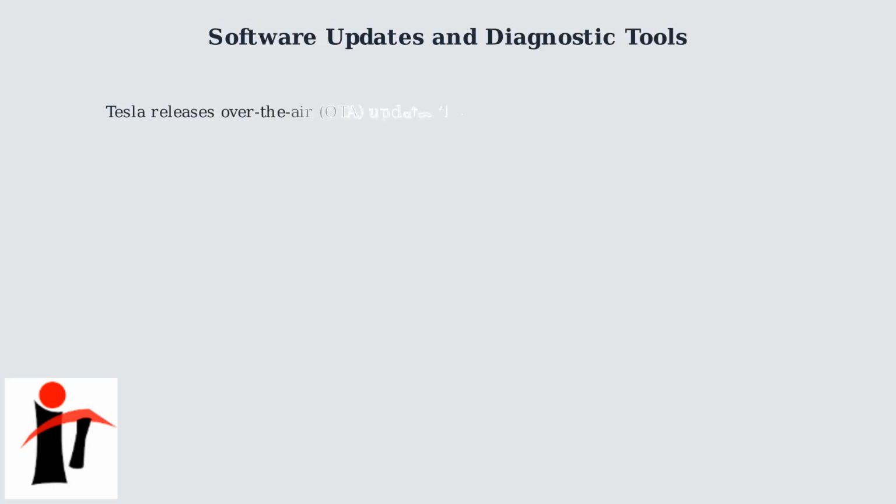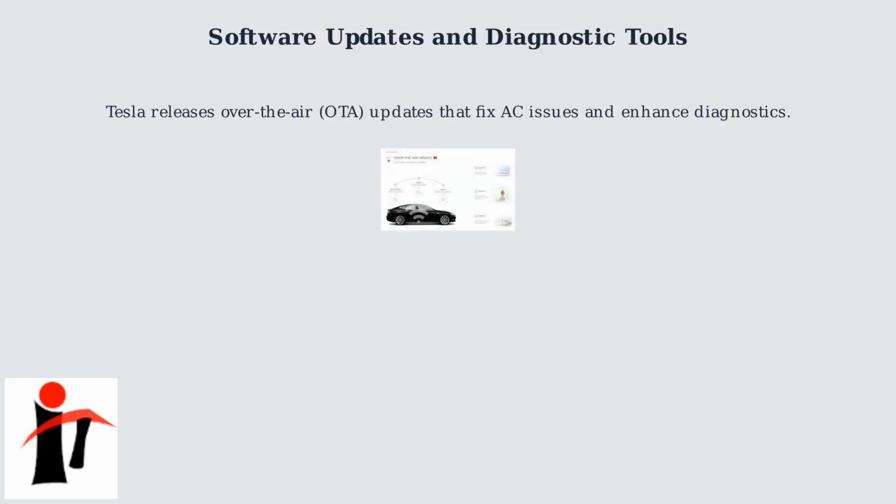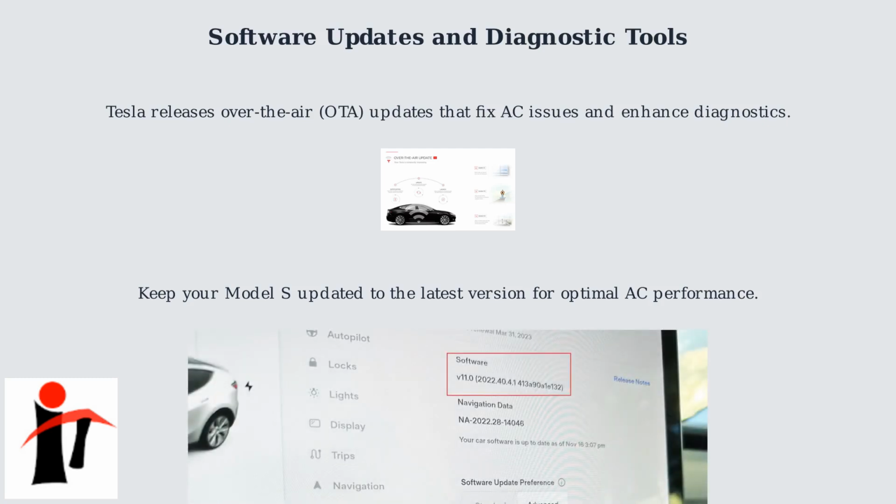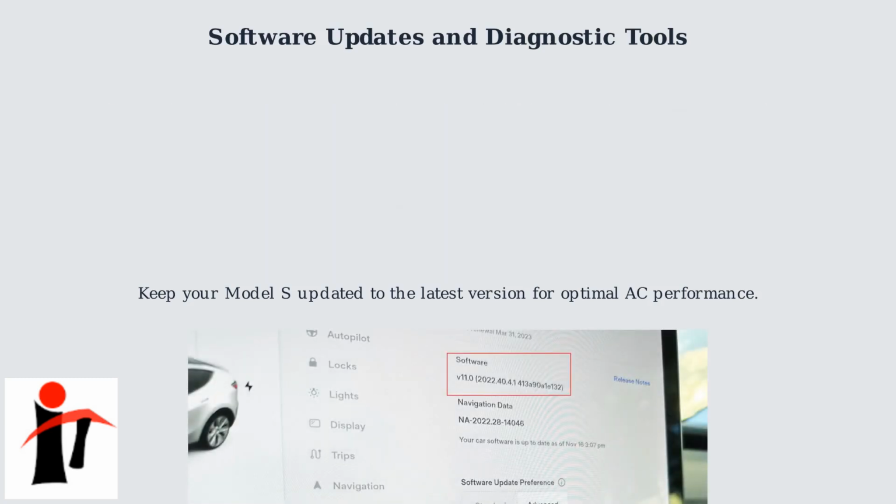Tesla frequently releases over-the-air software updates that address AC issues, particularly in recent models like the 2024 to 2025 versions. These updates enhance diagnostics and fix problems like compressor failures or refrigerant leaks. Ensure your Model S is running the latest software version. Tesla's app and touchscreen show current version details, and updates install automatically over Wi-Fi to improve AC reliability.